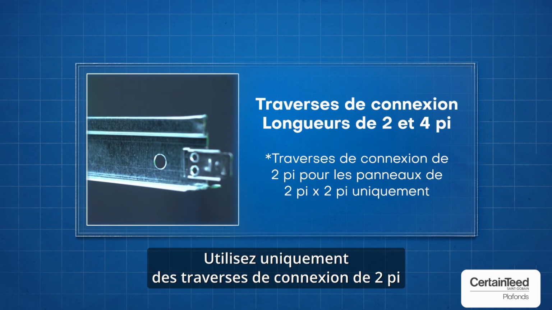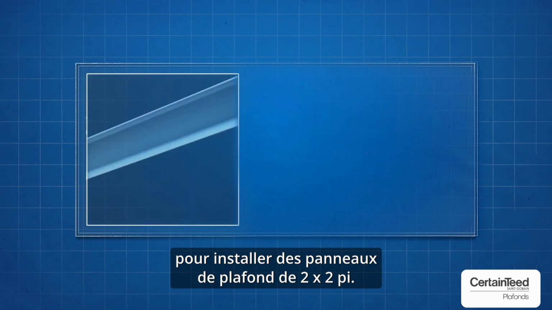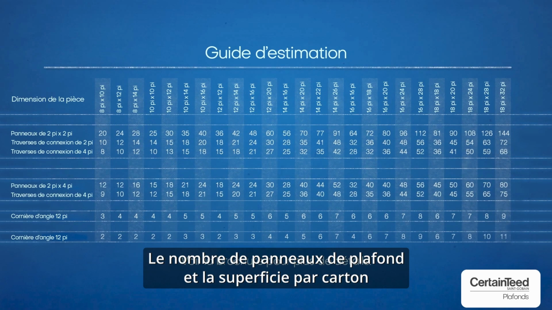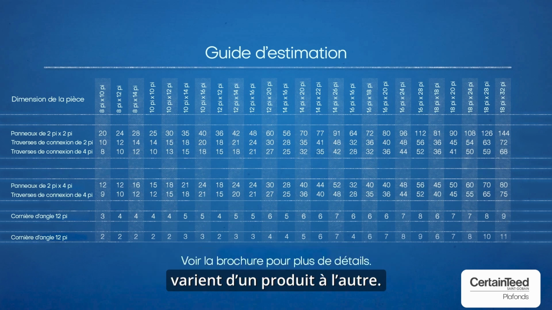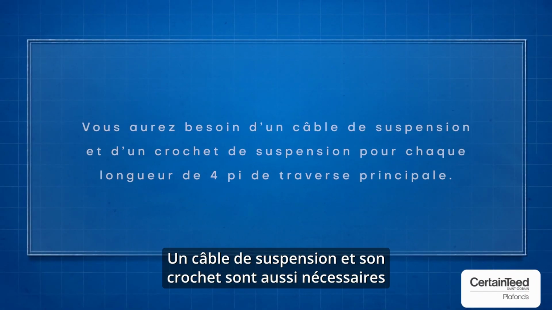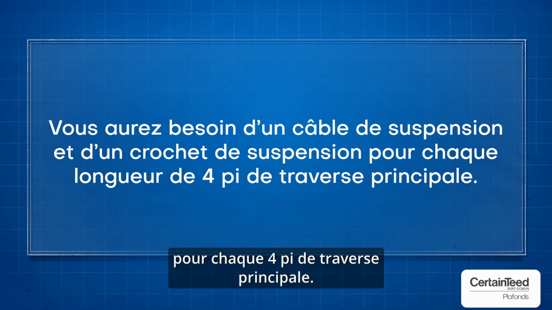2 foot cross tees are required to install 2 foot by 2 foot ceiling panels only. Wall angle comes in 12 foot lengths. For the ceiling panels, the number of panels and square footage per carton vary between products. So be sure to check the packaging to ensure that you will have enough product to complete the job. You will also need 1 hanger wire and hanger wire hook for every 4 feet of main tee.